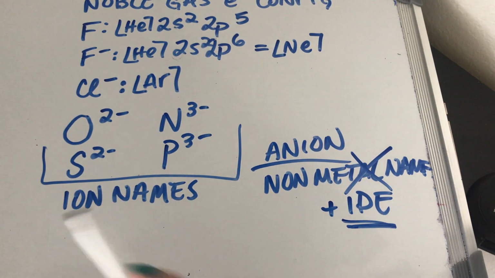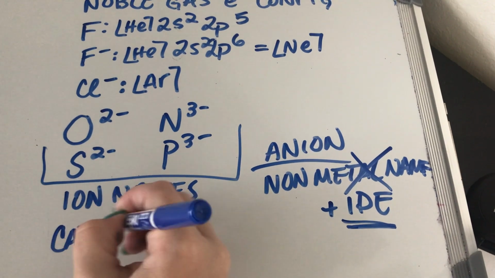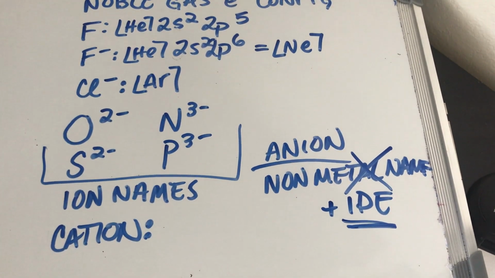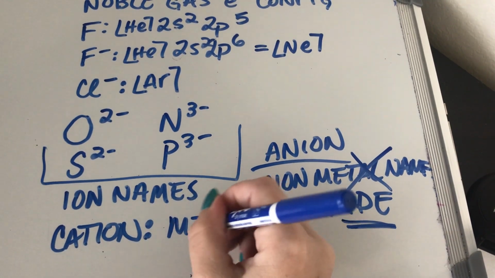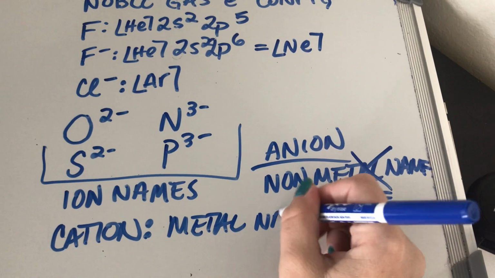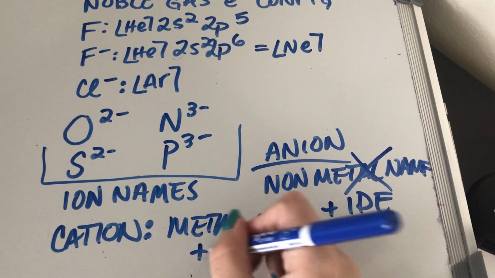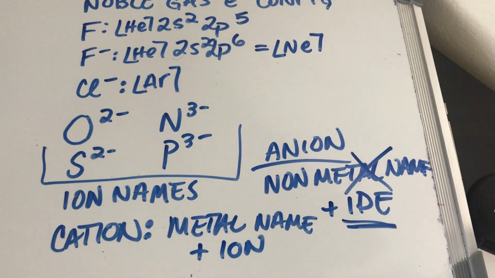Now for cations, they're even easier. When you're talking about main group metals, all you do is take the metal name and add ion to the end, right? So if you're talking about sodium, it would be the sodium ion. If you're talking about magnesium, it would be the magnesium ion. Does that make sense, guys? Everybody all right with me there? Cool.